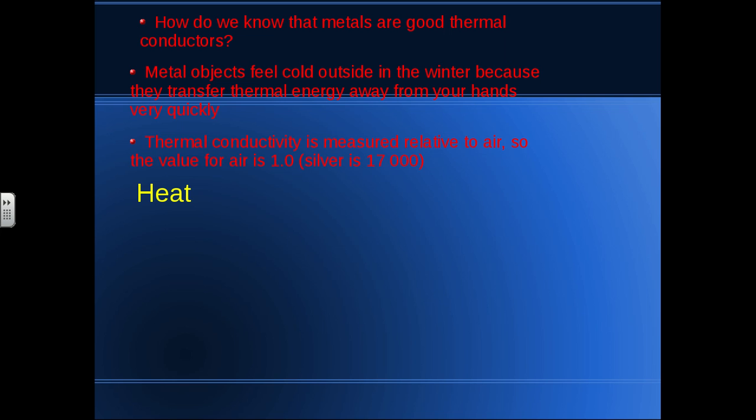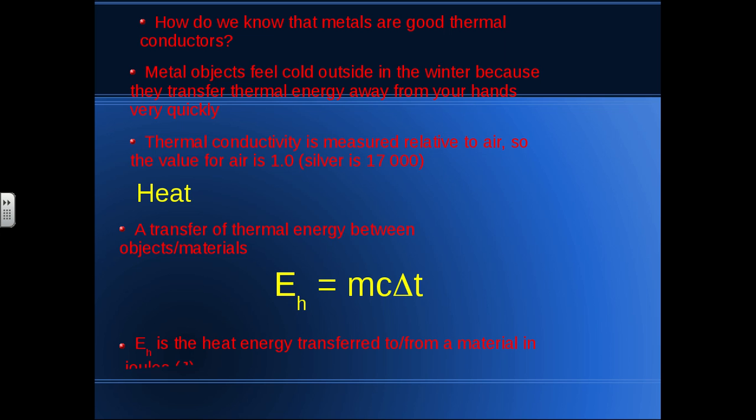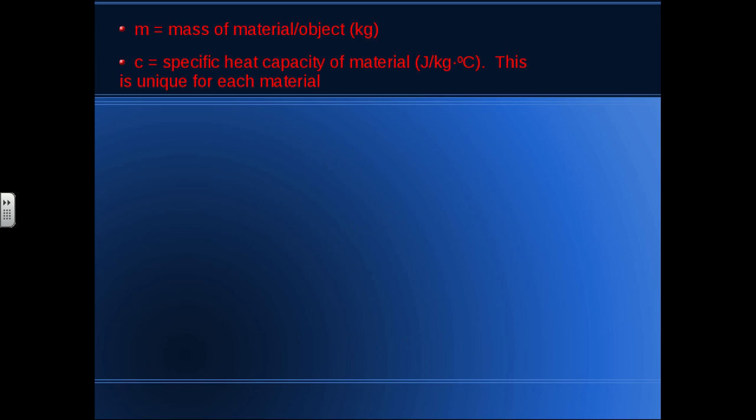Heat is a term that we often use interchangeably with thermal energy, but really we shouldn't. Heat is actually a transfer of thermal energy between objects or materials. We can determine heat energy transferred using this formula. So E sub h is the heat energy transferred to or from a material in joules. The m in the formula is the mass of the material in kilograms. C is called the specific heat capacity of the material, measured in joules per kilogram degrees Celsius. This is also unique for each material.